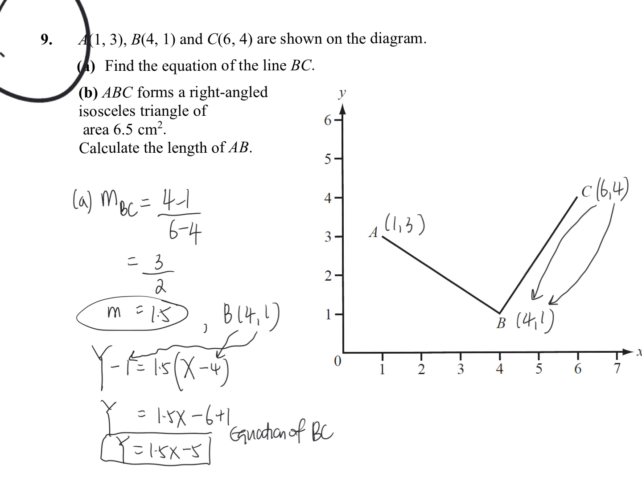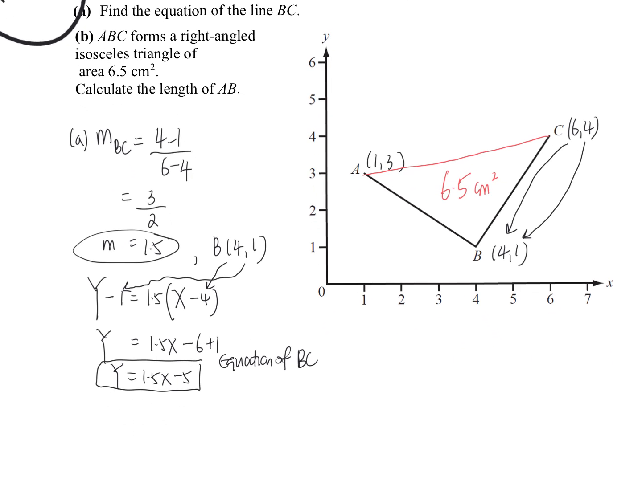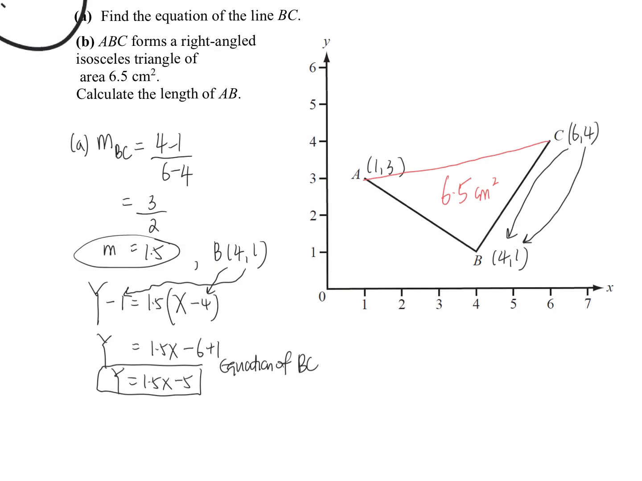Okay, then they tell me that this actually forms an isosceles triangle of area 6.5 cm square. So I want to find the length of AB. So why do I need the length of AB? I don't even need that, right? Well, it forms a right angle isosceles triangle. I don't think I even need that though, to find the length of AB. Why do they want to give me the 6.5?